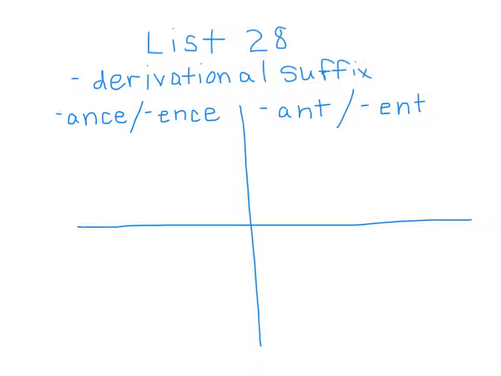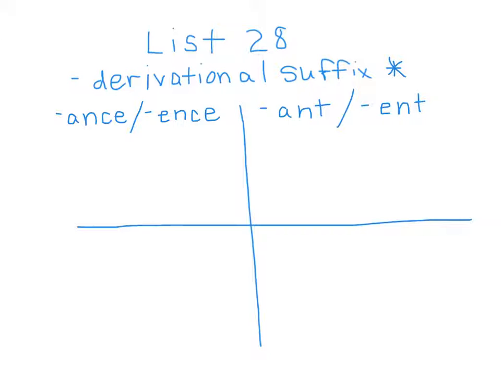Spelling List 29 gives us a list of words for the pattern words in which we will be adding a derivational suffix. You see the words derivational suffix here at the top of my screen. When we add a derivational suffix to a base word or a root word, it forms a new word that has a related meaning. There may be a change in spelling or pronunciation because of that ending.